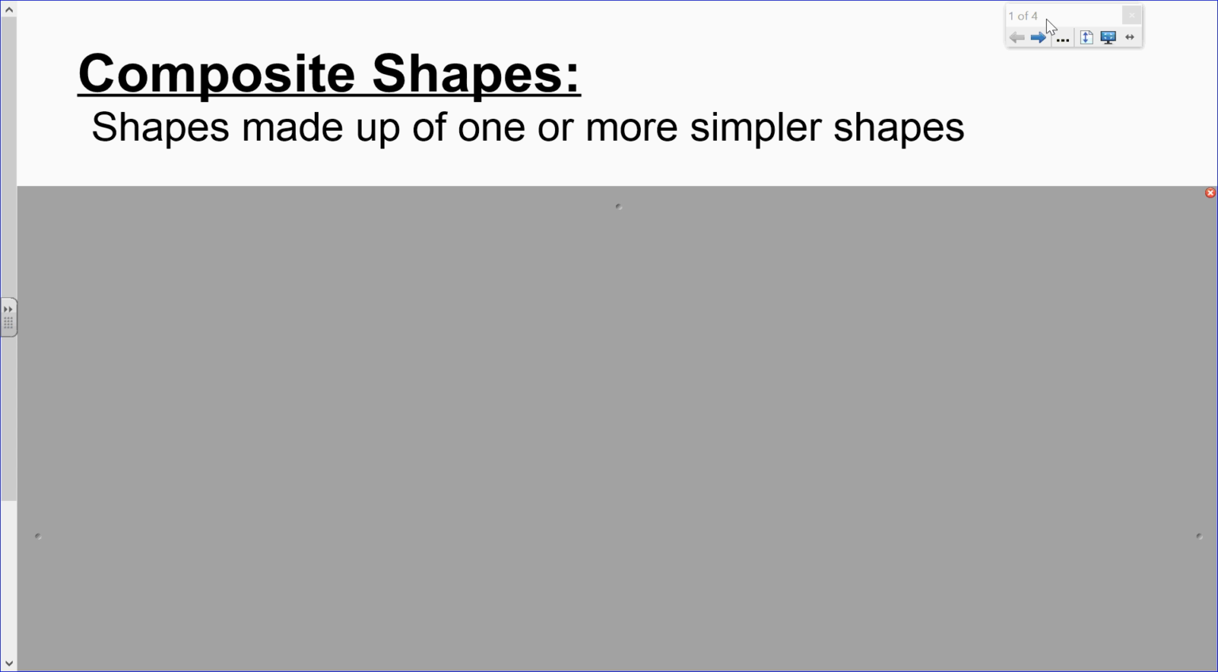You want us to write it on the paper you gave us? Right, so that's a note guide. You get to keep it, you don't have to use your paper today for notes. Shapes made up of one or more simpler shapes. Taking notes.